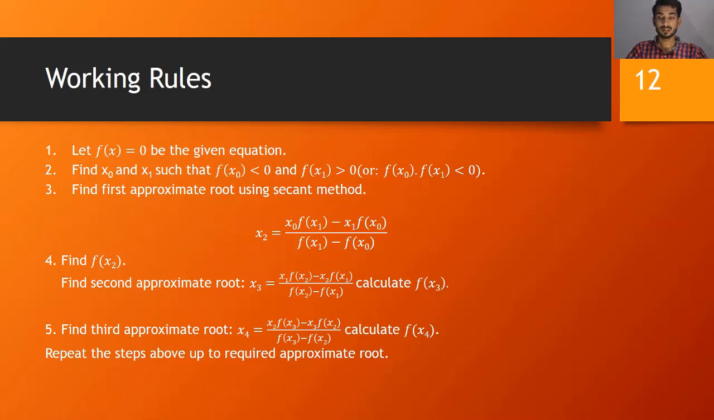Rule number 4: find f of x2, and then find the second approximate root x3. Rule number 5: find the third approximate root x4. So these steps repeat until we get the approximate root.